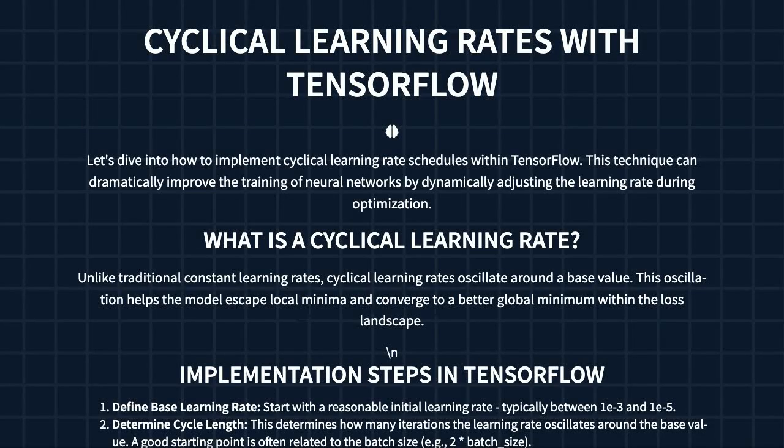Okay, let's talk about how to really boost your model training with cyclical learning rates in TensorFlow. Essentially, we're not just sticking with a single, constant learning rate. Instead, the rate bounces around. This helps our models navigate tricky parts of their loss landscape and find better solutions. We start by picking a good base rate, then figuring out how many iterations each cycle should last. It's important to set a minimum and maximum for these rates, usually much lower than that initial base value. Finally, we use TensorFlow's optimizers like Adam or SGD and tell them to employ the cyclic scheduler. It's a clever way to guide the training process.